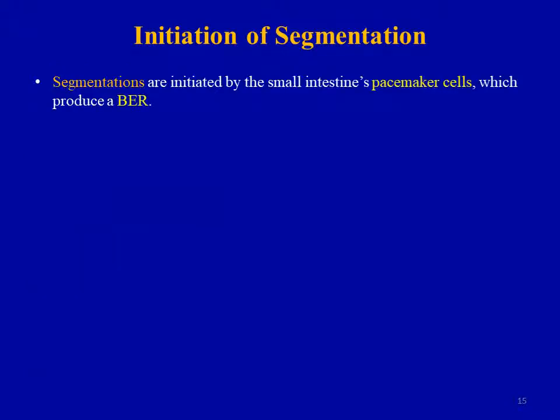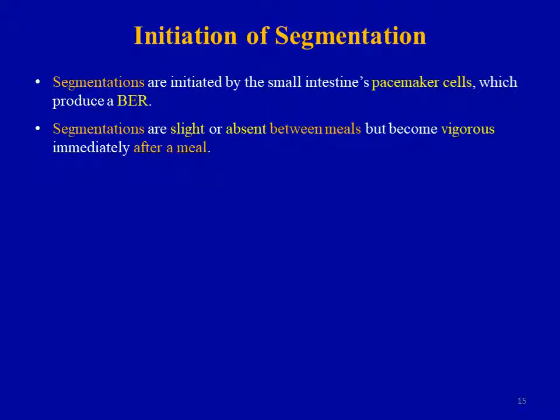These segmentations are initiated by the small intestine pacemaker cells, and these cells are the interstitial cells of Cajal that we had covered in the lecture of gastric motility. These cells are responsible for the basal or basic electrical rhythm. Segmentations are slight or absent between meals. There are no segmentations during the fasting state. They become vigorous or intense immediately after a meal.